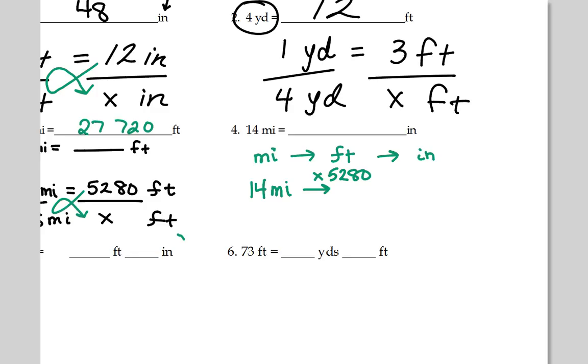14 times 5280. So there are shortcuts here. This is a shortcut. 73,920. And then I'm still getting smaller. So how many inch in a feet? Times by 12. And you get 887,040. So there are shortcuts. If you can understand proportion, especially if the unit gets smaller, the number gets bigger. That idea.